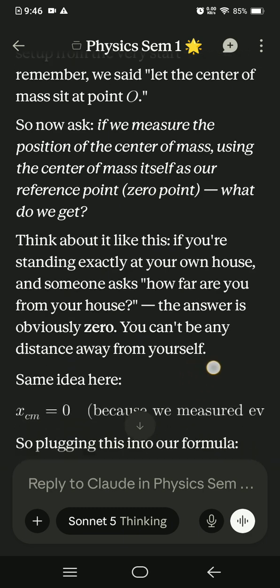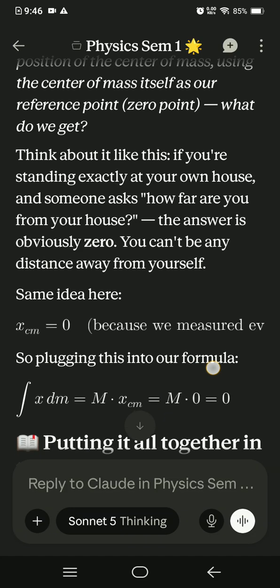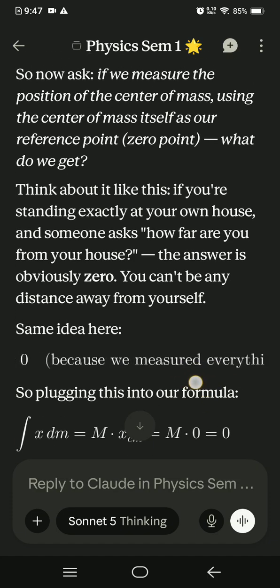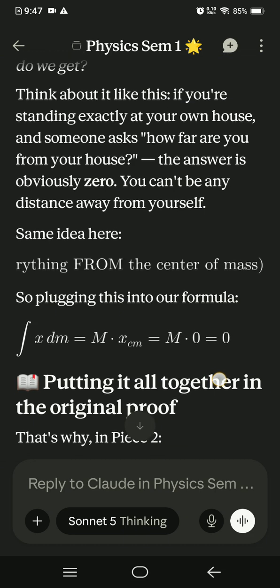Think about it like this. If you are standing exactly at your own house and someone asks, how far are you from your house? The answer is obviously 0. You can't be any distance away from yourself. Same idea. So the x_cm, the center of mass, is 0, because we measured everything from the center of mass. So plugging this into our formula, we just have 0.